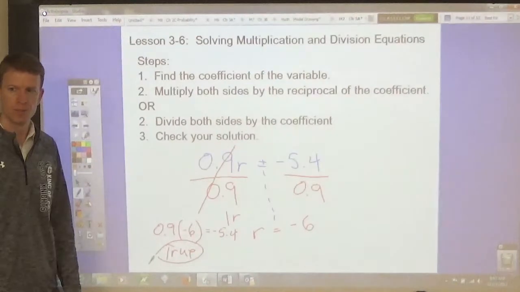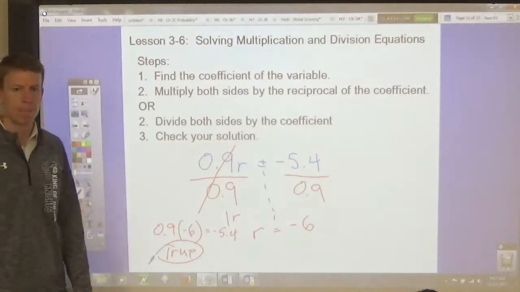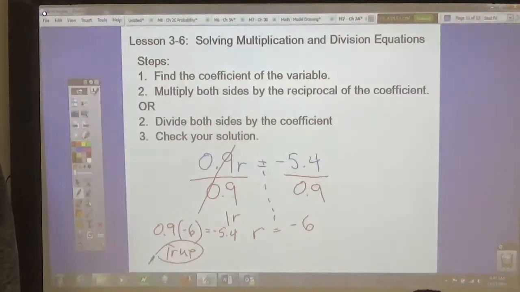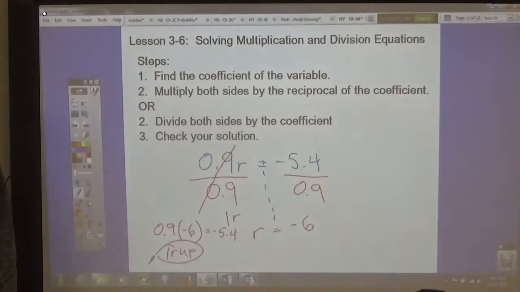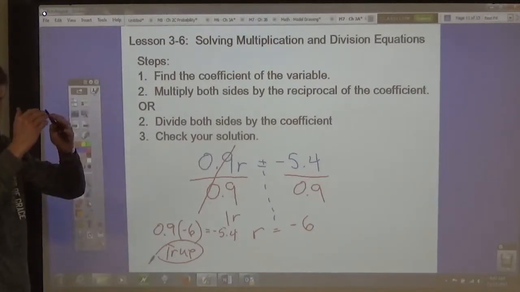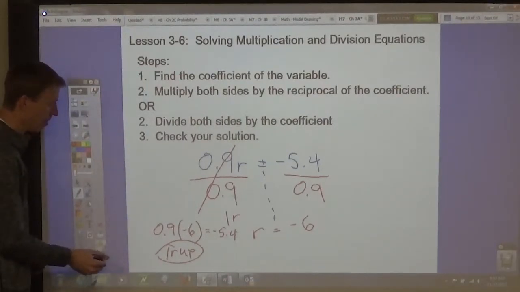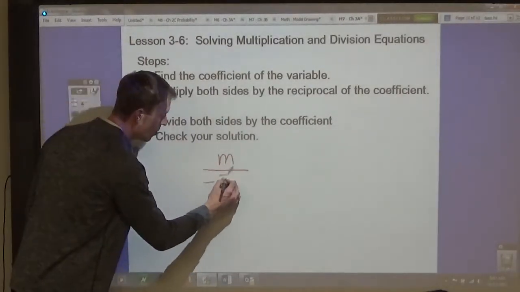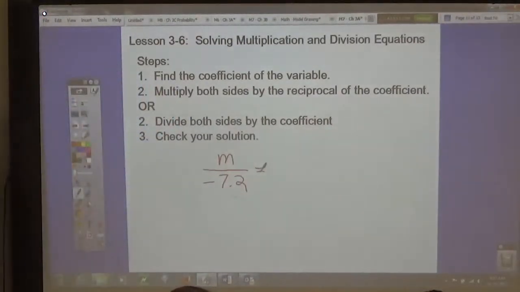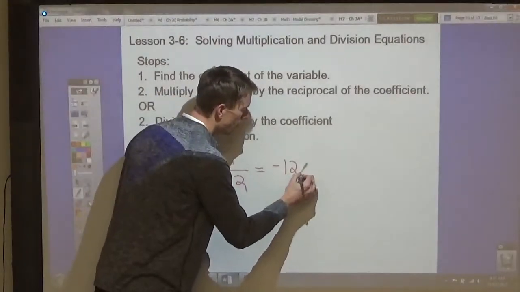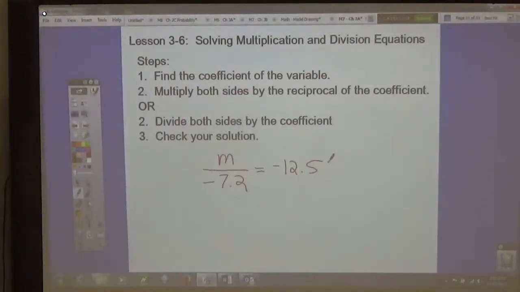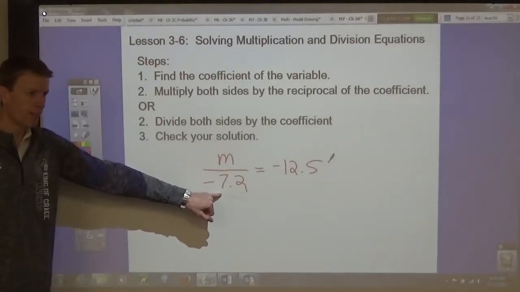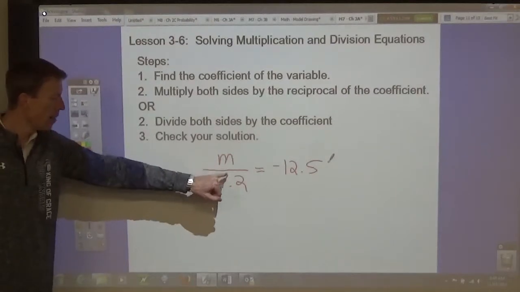Maya? So then, if you have a division problem, before you divide, you do multiplication, so you're doing the opposite? Yeah. The next example that we look at, on page 155, has the variable over a number, and it's division. m over negative 7.2 equals negative 12.5. And m over negative 7.2 is read m divided by negative 7.2.